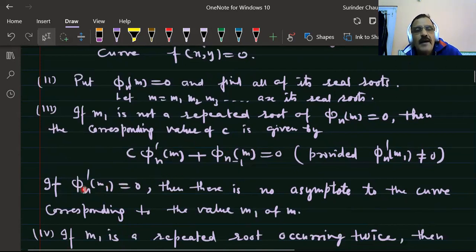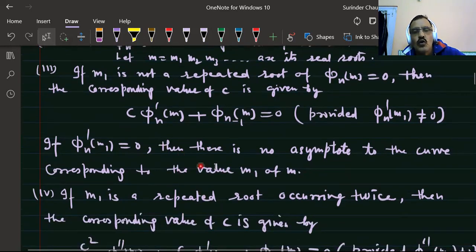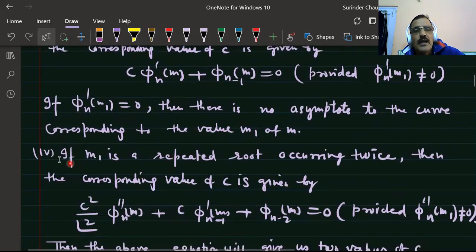But if phi n dash, the derivative of phi n with respect to m, at m1 is equal to 0, then m1 will be a repeated root. Then there will be no single asymptote to the curve corresponding to the value m1 of m. Rather, we will get two asymptotes, not only one. If this is a repeated root, the common root of phi n dash of m and phi n of m will be the repeated root of phi n of m.